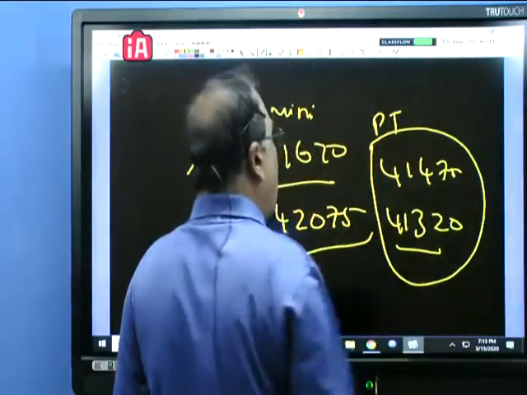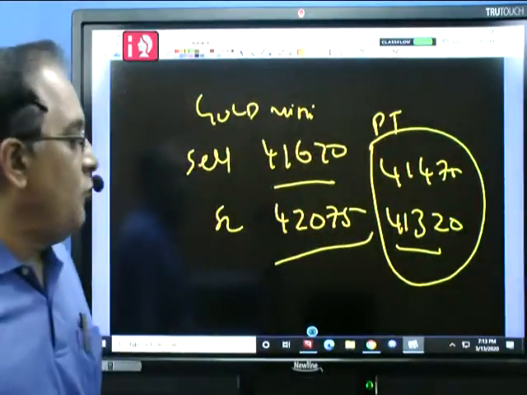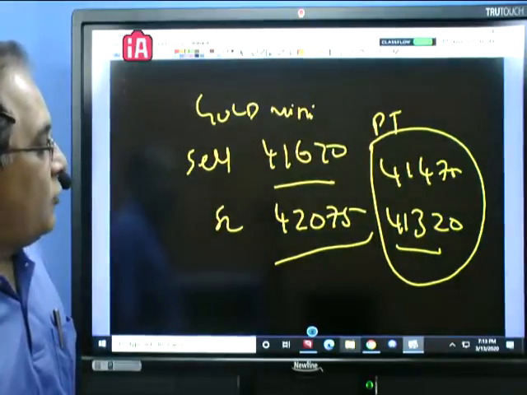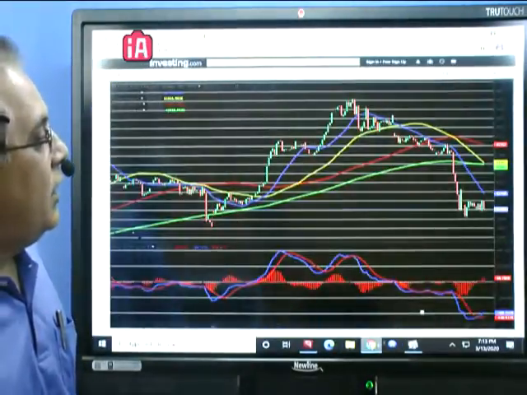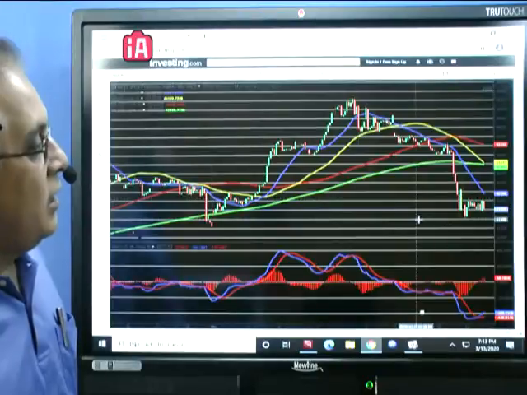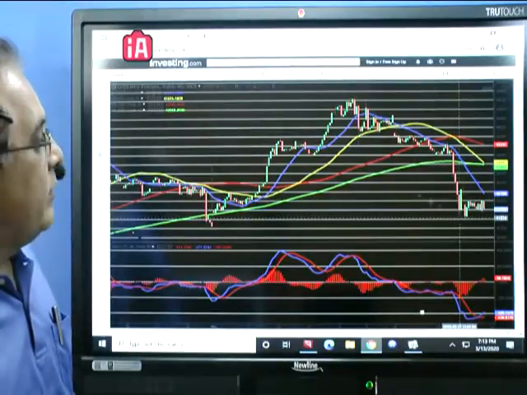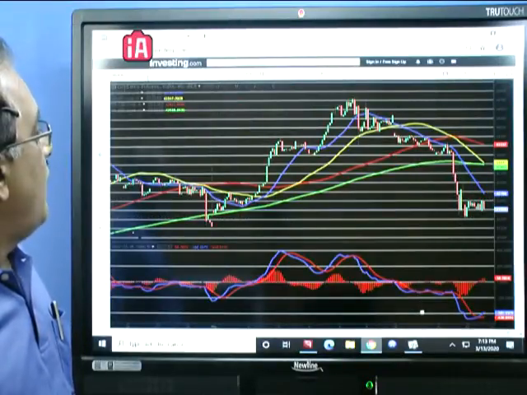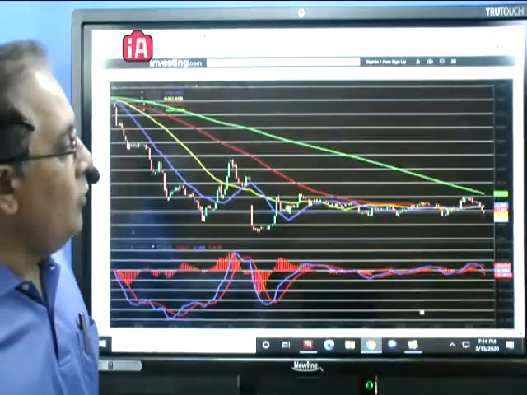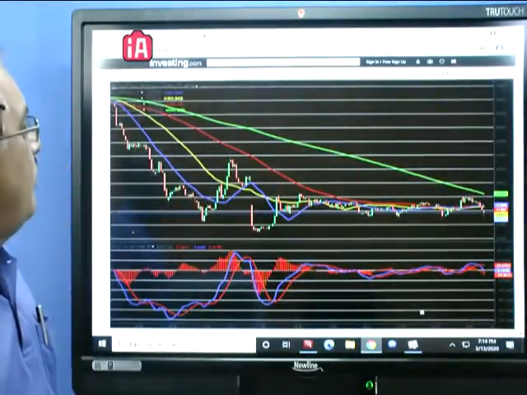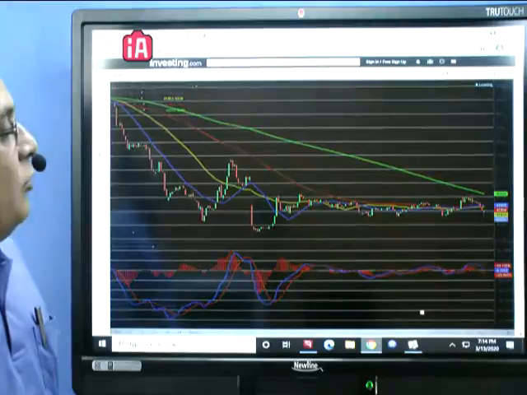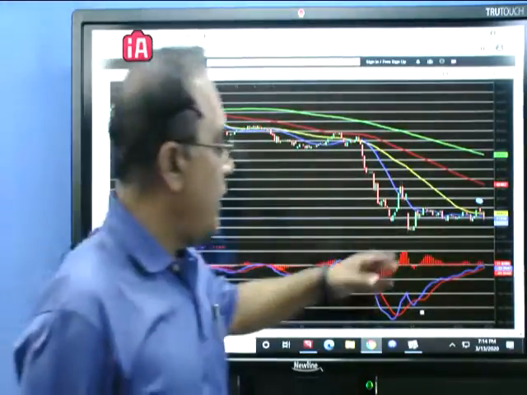It is trading below all the major moving averages, even in the smaller time frame. If you look at the smaller time frame, let us see, this is the 1 hour chart. In the 1 hour chart, it is below all the moving averages. If you look at the 5-minute chart, it is also below all of them, and the 15 minutes also has now started to trade below that.